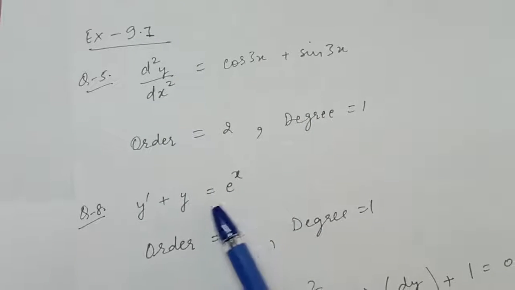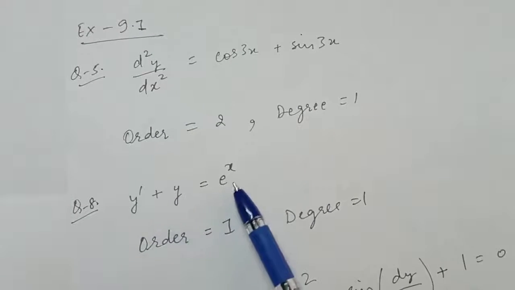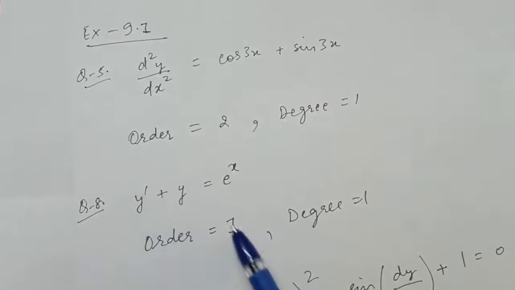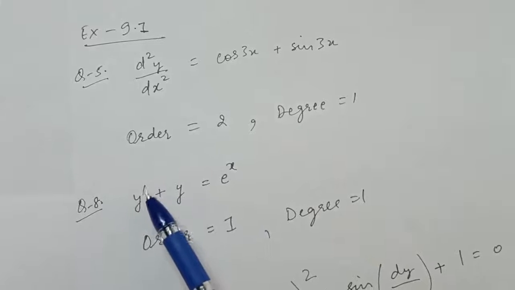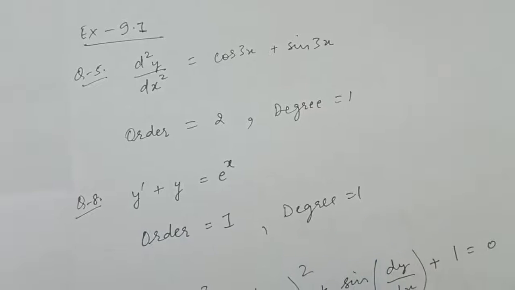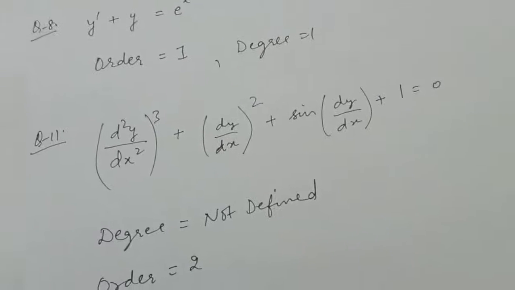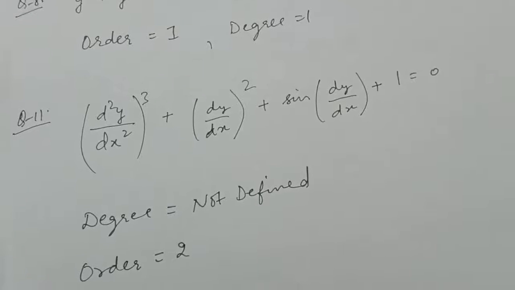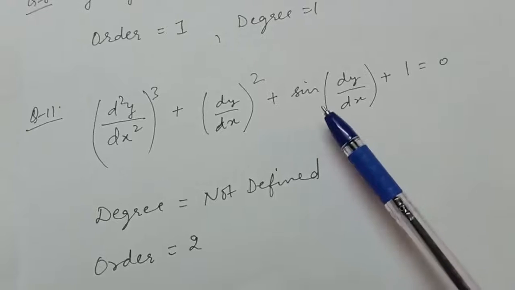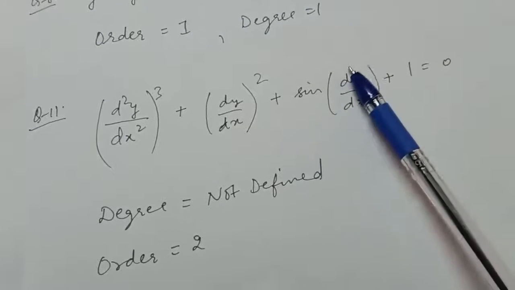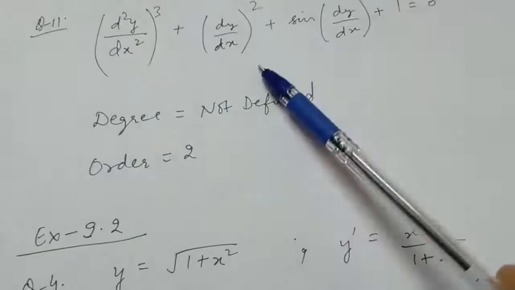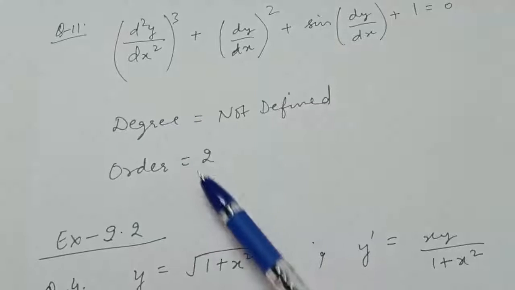Now question number 8 is y dash plus y equal to e raised to the power x. This is the differential equation given. So the order will be 1, as this is the highest order derivative in this differential equation. Its degree is also 1. Now next is question number 11. In this you have to find the degree, but as we can see this differential equation is not a polynomial equation in derivatives as this term exists, therefore the degree is not defined, but still we can define the order of this differential equation, which will be 2.